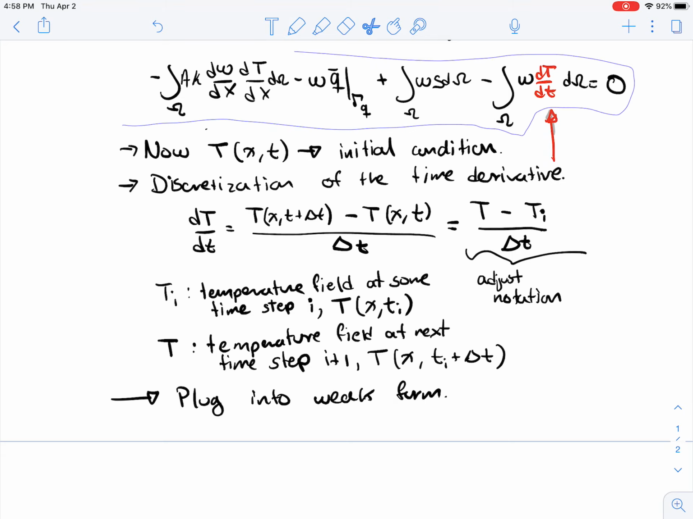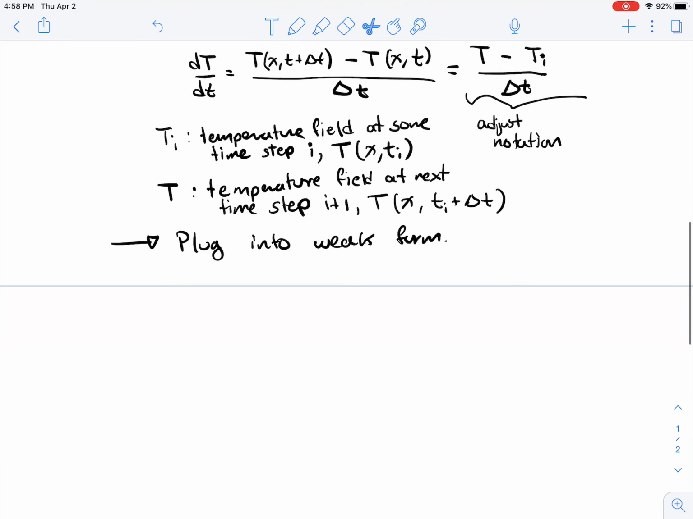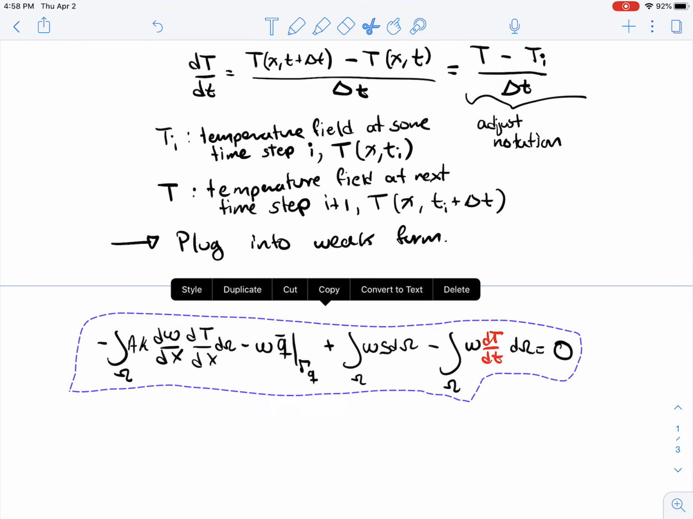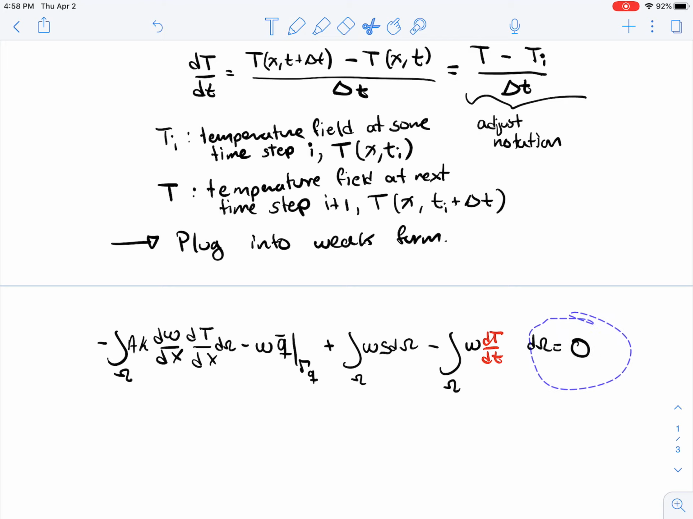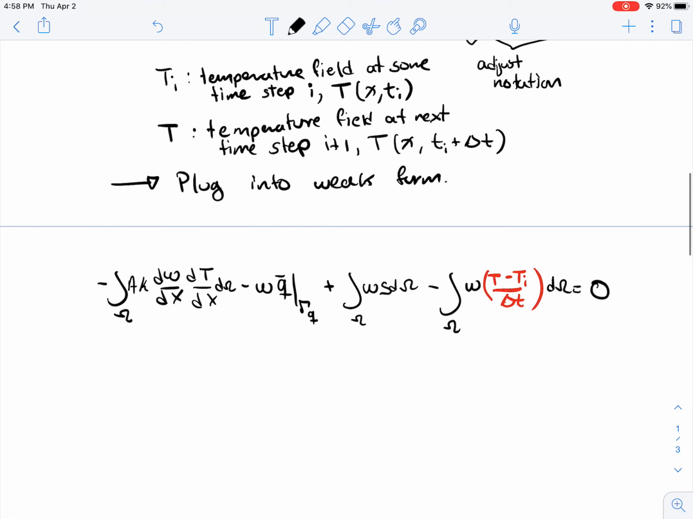So if I plug this into the weak form, let me copy this. What I'm gonna end up with is, instead of this time derivative, this is gonna be substituted by the temperature minus the temperature at the previous time step over the time step. And so basically my problem now looks very similar to the steady state heat transfer problem, except for this extra term right here.